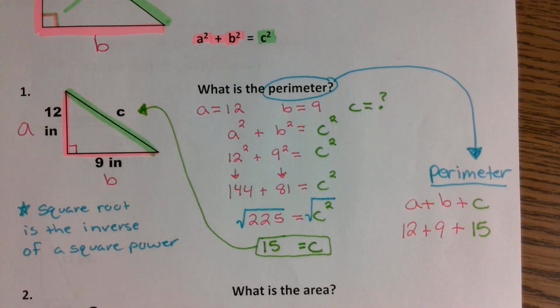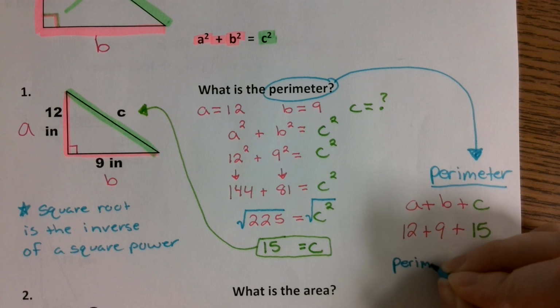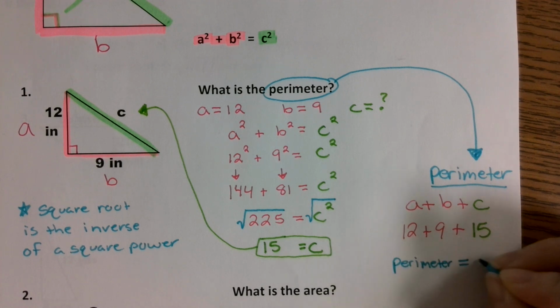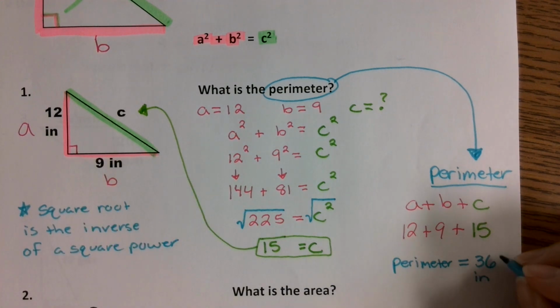What do we get? 36. So our perimeter is going to equal 36 inches. We're talking about inches.